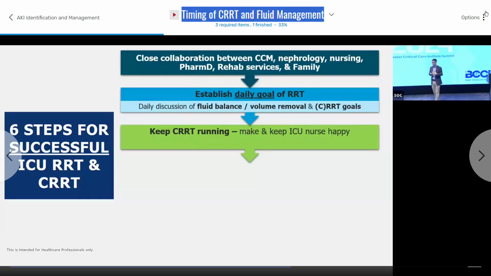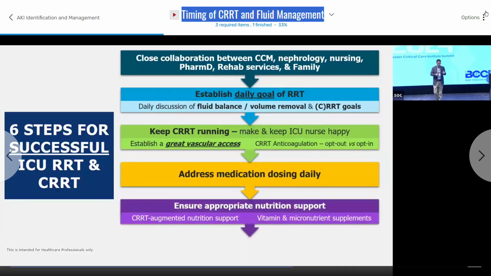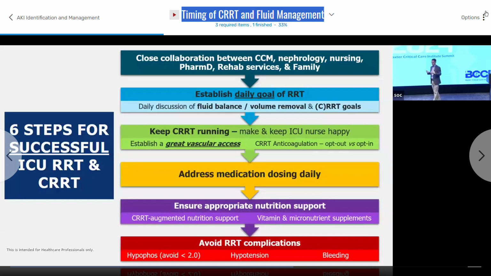We need to keep our machines running, okay? We need to have a great vascular access, and we need to have anticoagulation. We're going to hear more about that. And then the final 3 steps are we need to address medication dosing, we need to ensure appropriate nutrition support, and we need to avoid complications associated with dialysis. So the reason why I like to talk about these 6 steps, the first 3 steps, we do this every day. This is how we maximize the chance that our machine provides a benefit to our patient.